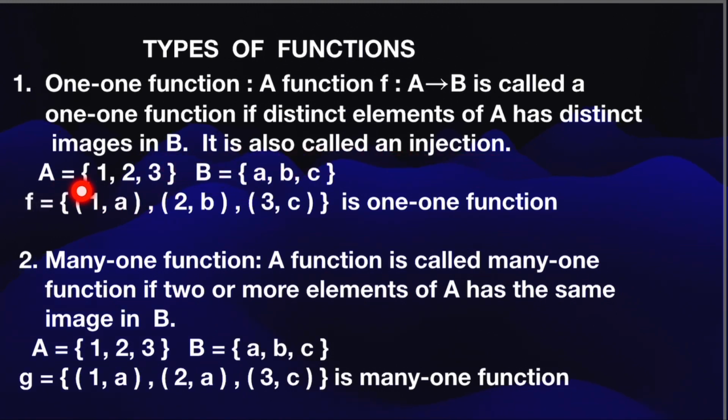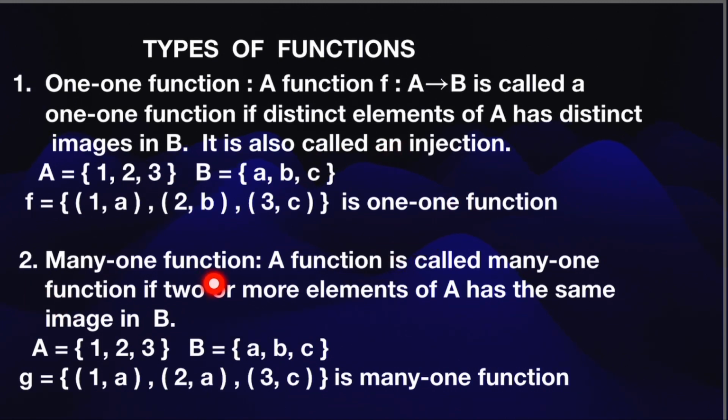So here is an example. A is equal to {1, 2, 3}, B is equal to {a, b, c}. a is the image of element 1, b is the image of element 2, c is the image of element 3. So here distinct elements of A have distinct images, so it is called a one-to-one function.